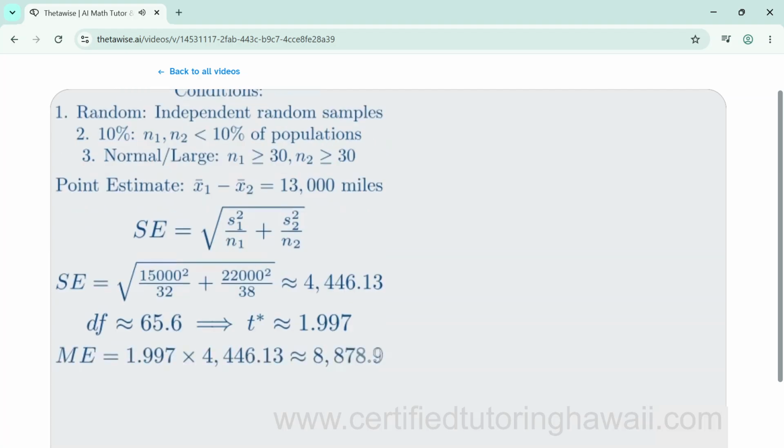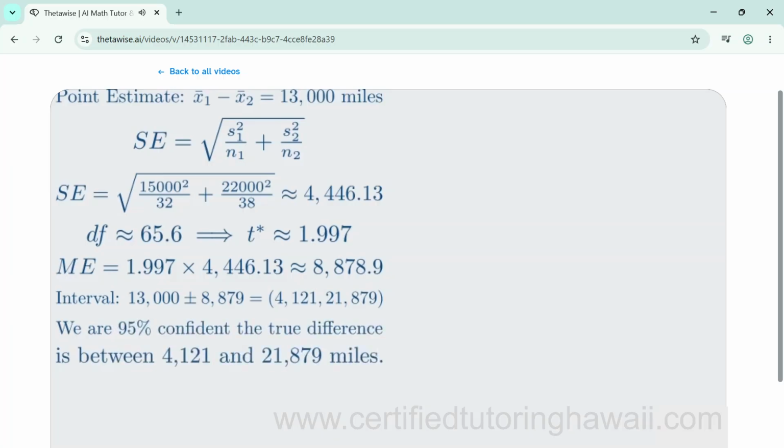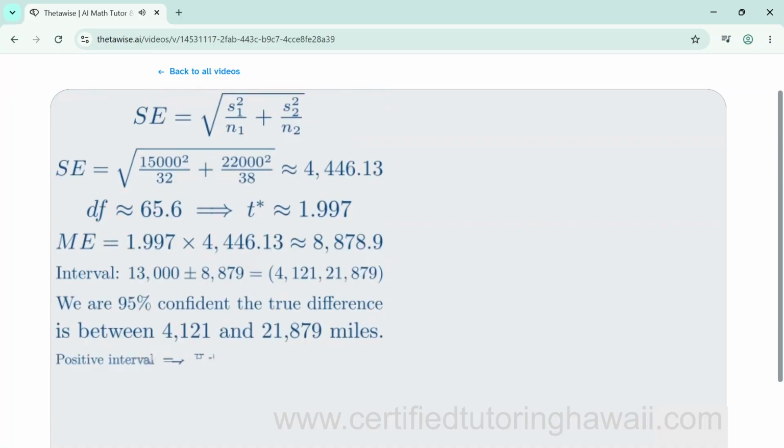Now, find the margin of error by multiplying t-star and the standard error. This gives us approximately 8,878.9. Finally, the interval is 13,000 plus or minus 8,879, which results in the range from 4,121 to 21,879. We are 95% confident that the true difference in the mean lifespan of hybrid engines versus gas engines is between 4,121 miles and 21,879 miles. Since the entire interval is positive, it suggests that on average, hybrid engines in the population last longer before a major failure.